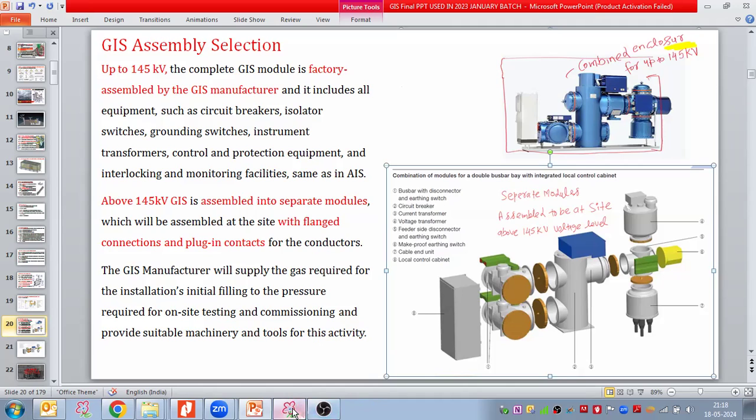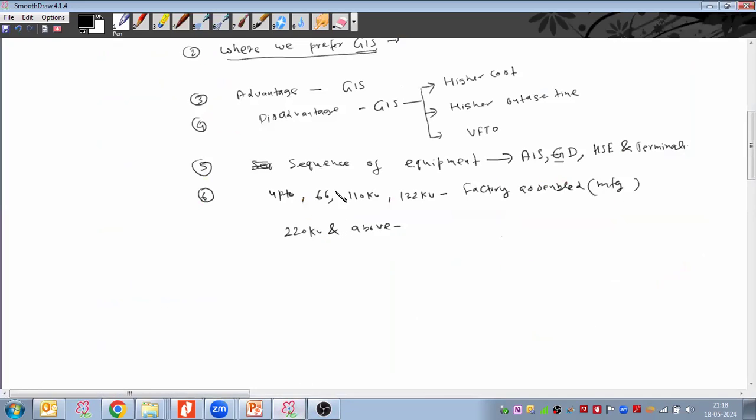So am I clear with this concept? We are trying to establish the concept about the GIS. Up to here we go with the factory assembled module, and above that we have to take separate equipment modules, and that assembly we have to do at the site.